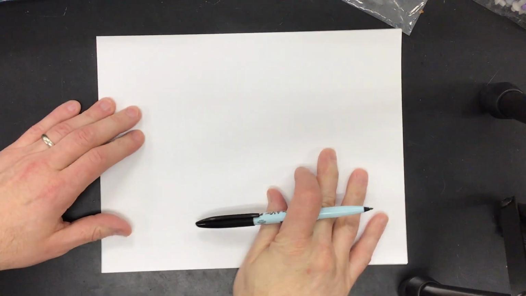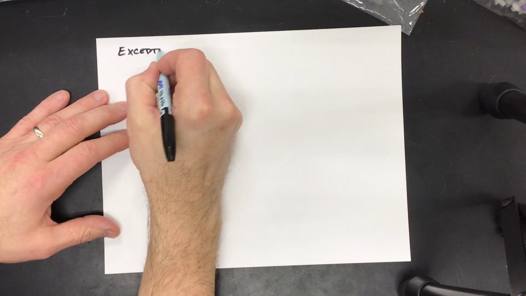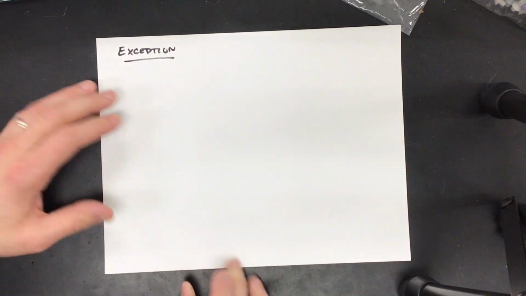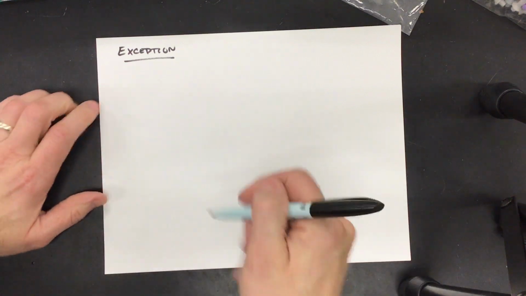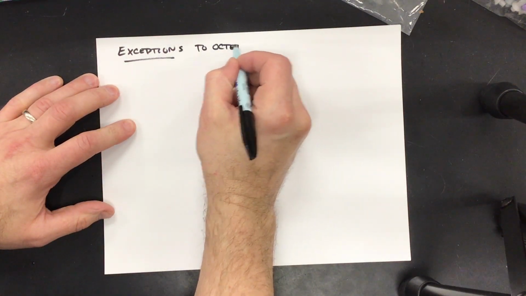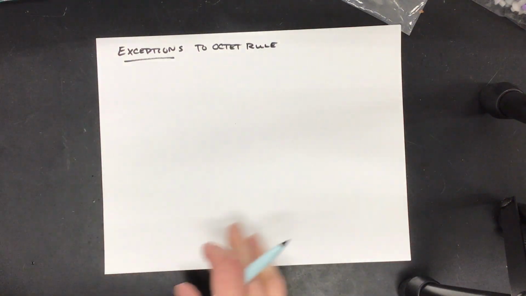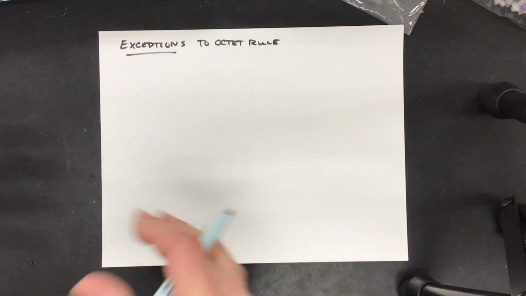Okay, next up is going to be exceptions to the octet rule. Well, you guessed it. If we do some examples of certain things, what we're going to find is, as you know in chemistry, there's always going to be an exception to the rule, right? So that means that if the octet rule says 8 electrons, then there are going to be some atoms that are going to break that rule, and they'll be able to have more than 8 electrons. Well, how might that be possible?